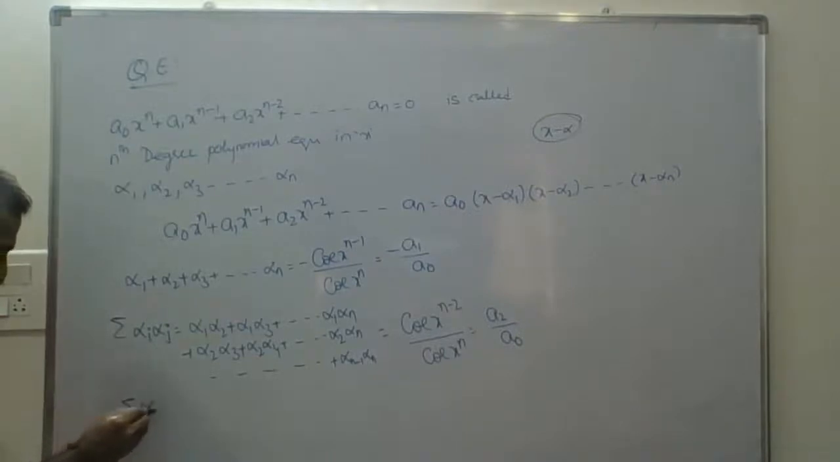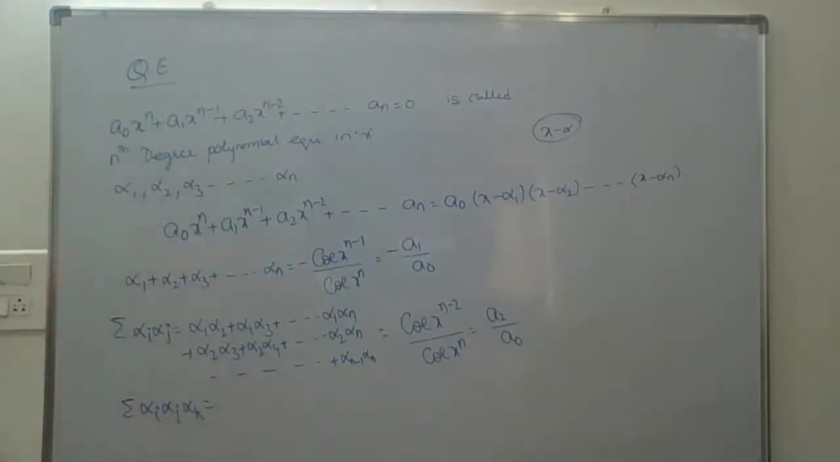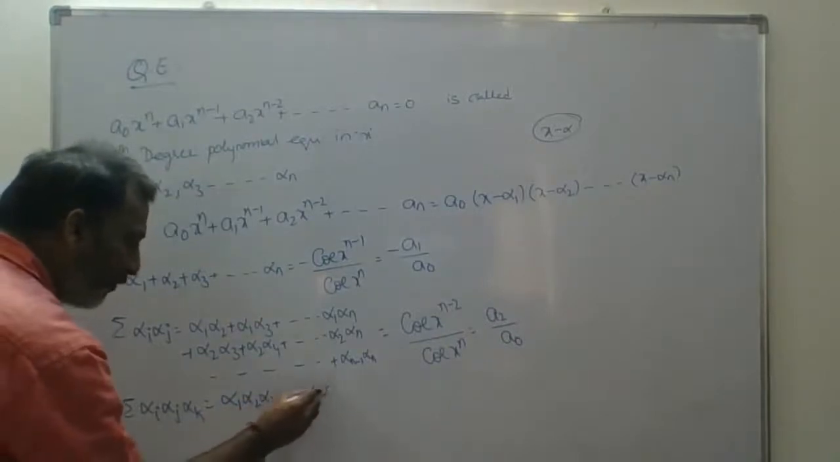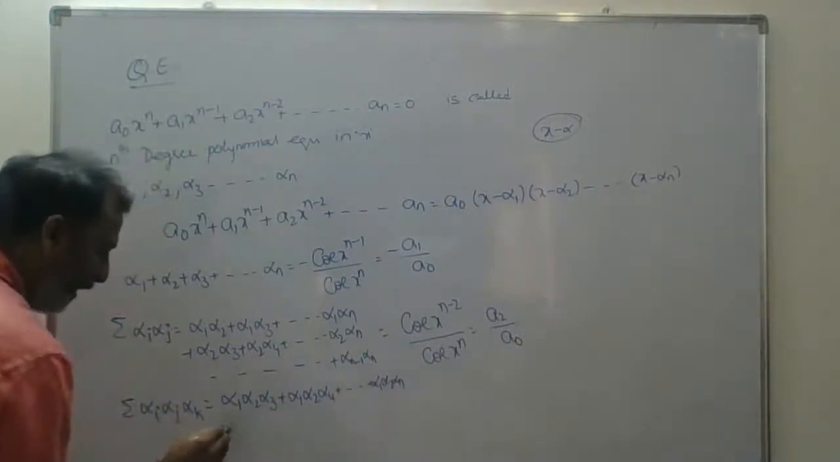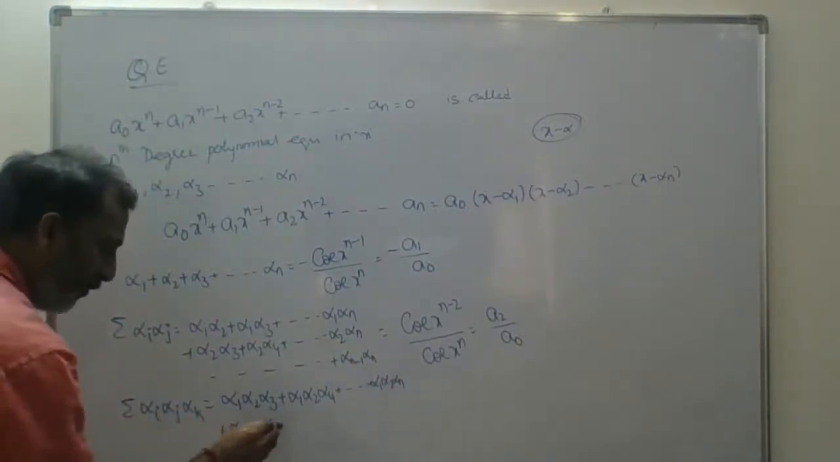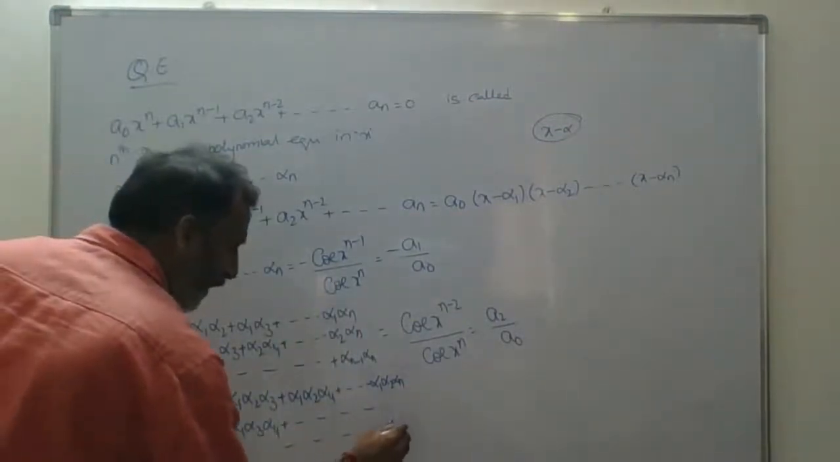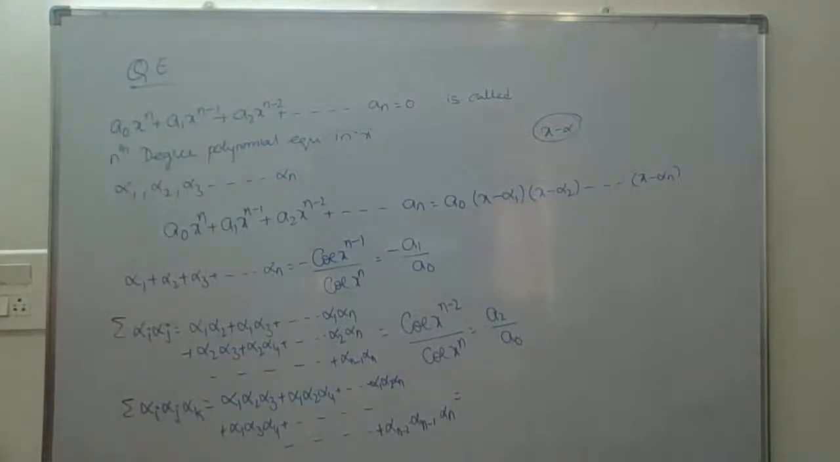Next, sigma alpha i alpha j alpha k. Then what do we call it? Sum of the product of the roots taken 3 at a time. How do we write this? alpha 1 alpha 2 alpha 3 plus alpha 1 alpha 2 alpha 4 so on up to alpha 1 alpha 2 alpha n plus alpha 1 alpha 3 alpha 4, plus so on. Okay, what is the last one? Alpha n minus 2, alpha n minus 1, alpha n. What is this one called? Sum of the product of the roots taken 3 at a time.